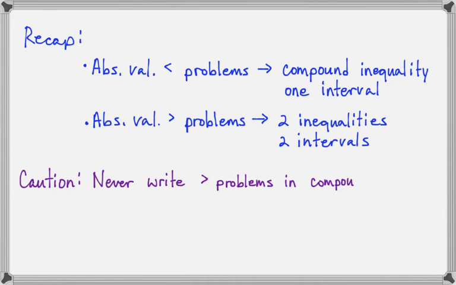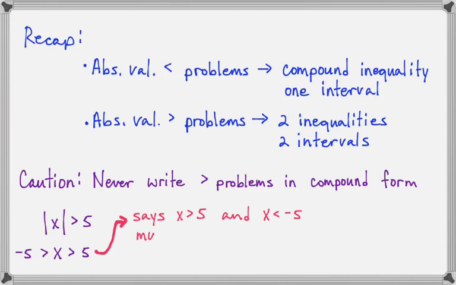And now, caution, I never want you to write greater than problems in compound form, because, for example, if we had absolute value of x is greater than 5, if you write it in compound form, it looks like this. But you can't find an x that is both greater than 5 and less than negative 5 at the same time. And that's what that says.